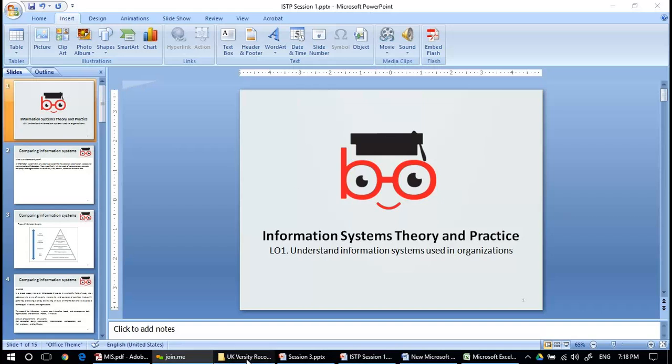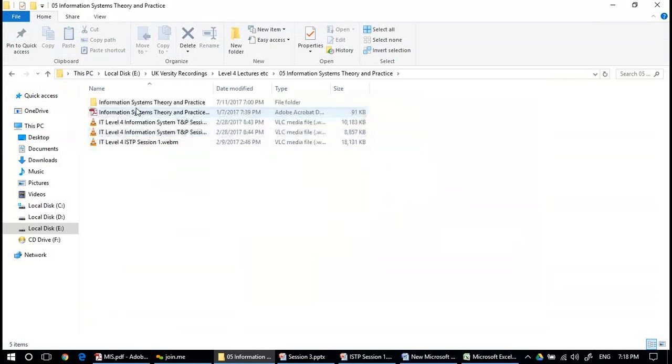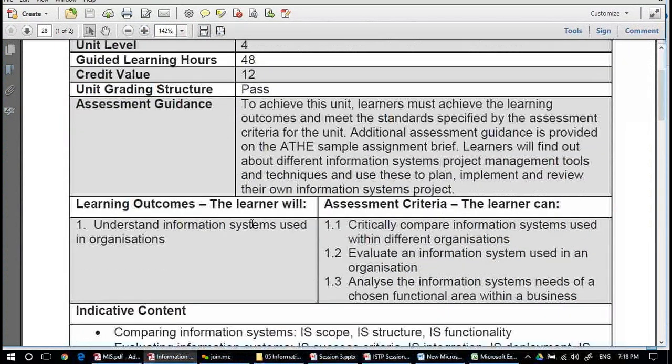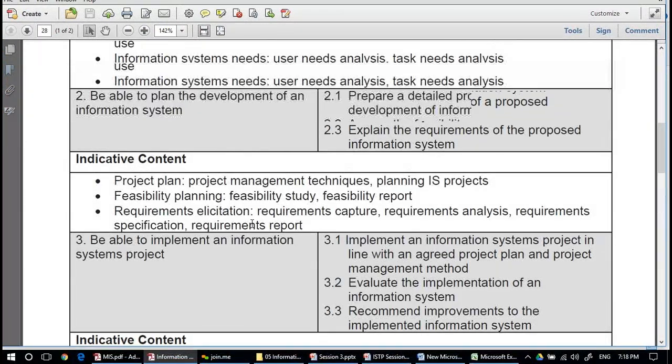Okay, so I start now. This is information systems theory and practice. There are 3 learning outcomes.